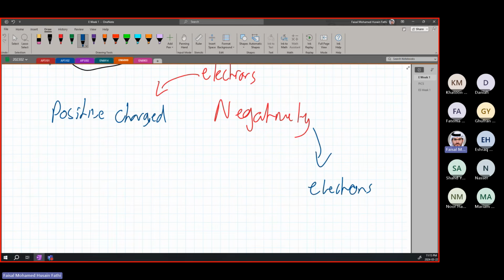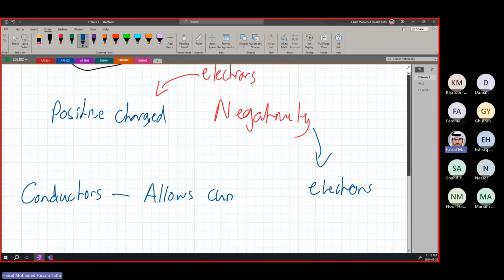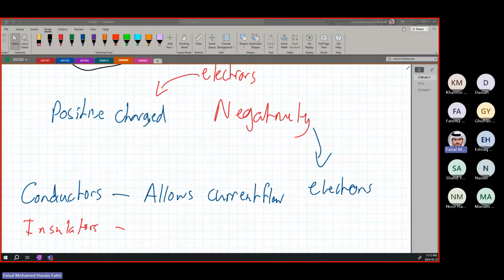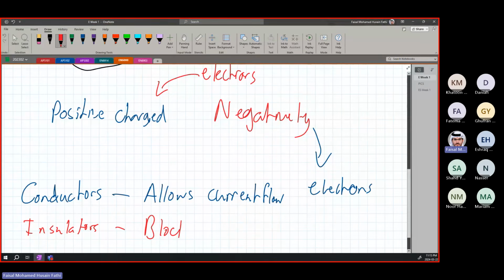So conductors, what are conductors? Conductors are materials that have valence electrons available to easily move, which basically allows current flow. And then you have insulators, which do not have any valence electrons that are readily there to move. So they will basically block the current because there is no free flow of it. This is the whole concept. The whole idea is the flow of electrons. That is what current is, the flow of electrons.